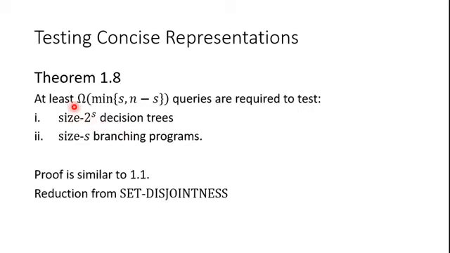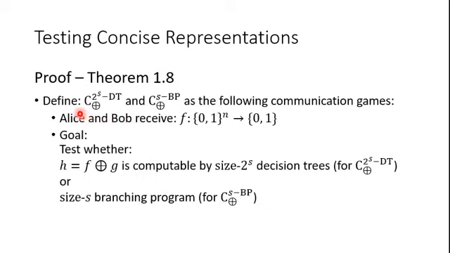So now we move on to theorem 1.8 finally, which uses both of these lemmas that we just saw. The theorem states that at least omega of minimum s, n minus s queries are required in order to test size 2 to the s decision trees and size s branching programs. We mentioned earlier we will be using a reduction from set disjointness, and we will now also be using these two lemmas. So we will now prove theorem 1.8.